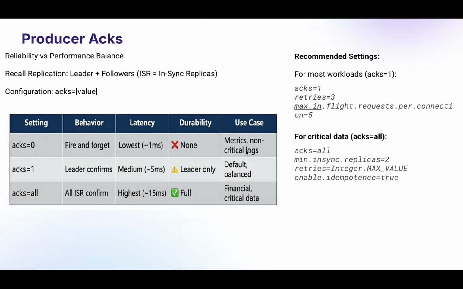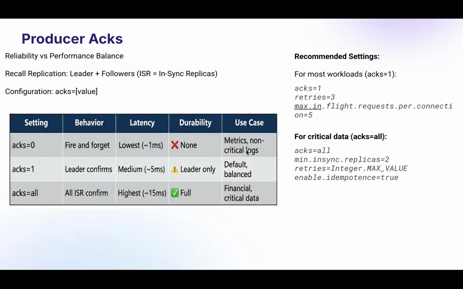acks=all means wait for all in-sync replicas to acknowledge. This is the safest option: if the leader crashes, the followers have the data. But it's also the slowest, around 15 milliseconds, because you're waiting for network round trips to multiple brokers. For critical data like financial transactions, you want acks=all. With min.insync.replicas equal to 2, that means even during a write you need at least 2 replicas in sync. So you can survive one broker failure during write and 2 broker failures at rest.